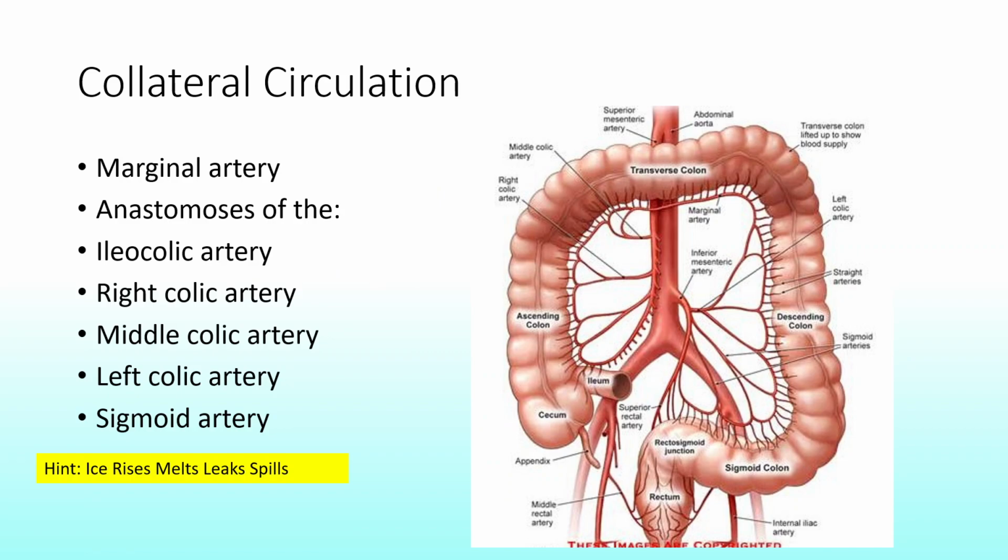Now let's talk about the collateral circulation. We have a marginal artery, which supplies the collateral circulation to the small intestine and is an anastomosis of all of these arteries. Okay, so a hint: ice rises, melts, leaks, spills, which summarizes these arteries.